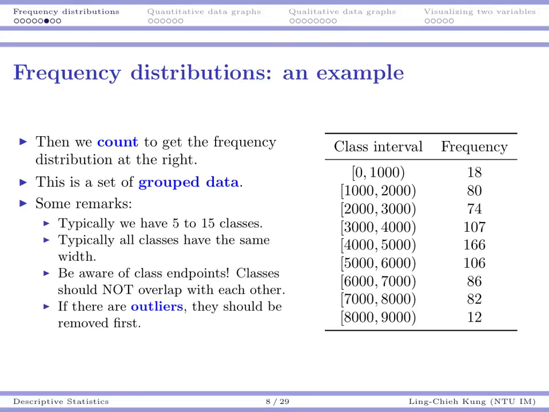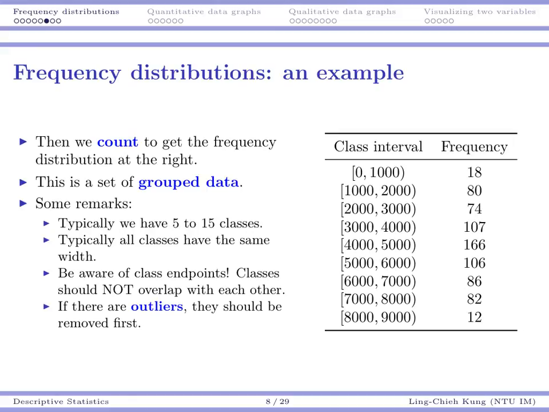If the number of classes is too small, then it's just too rough a description. If there are too many classes, then people cannot interpret it easily. Typically, we set all the classes to have the same width, so that these numbers can give you better ideas when you compare different classes. Be aware of class endpoints, just as we mentioned. And one last thing is, if you have any outliers, they should be removed first. It's not just an issue about frequency distribution, it's about any data analysis job.